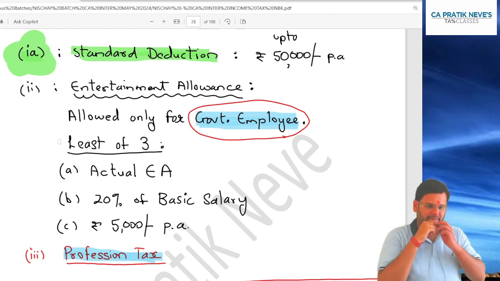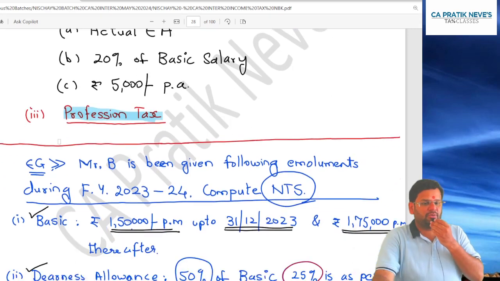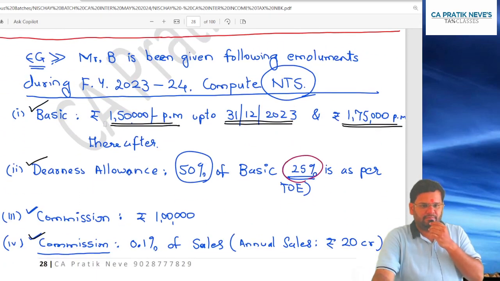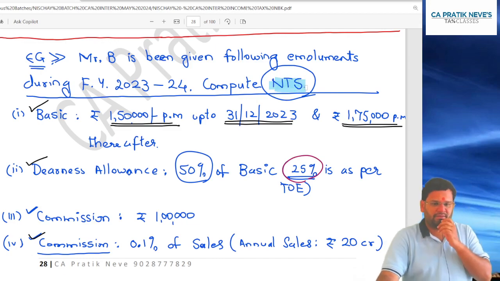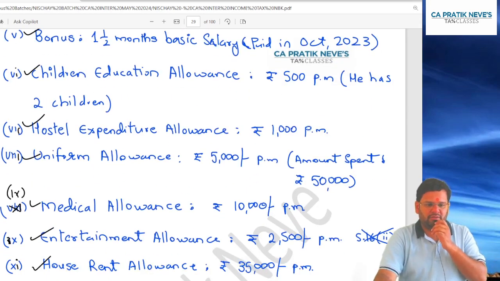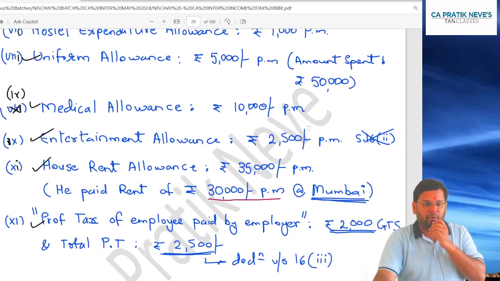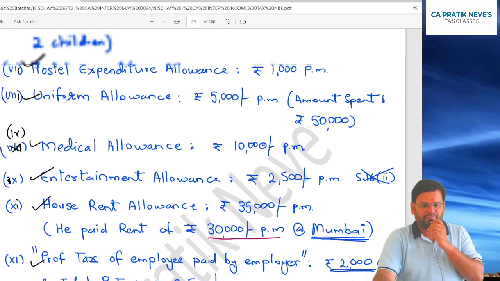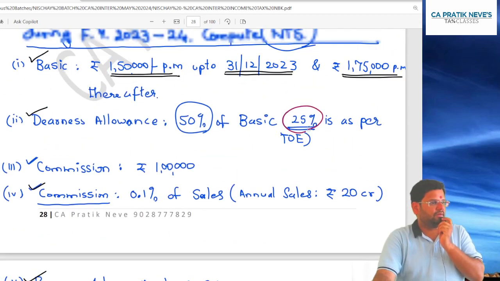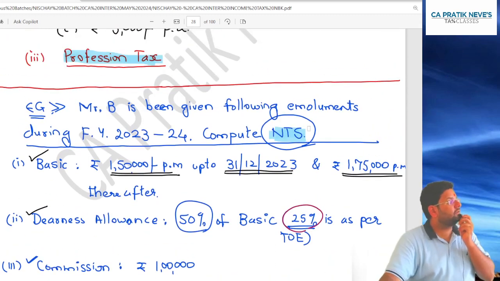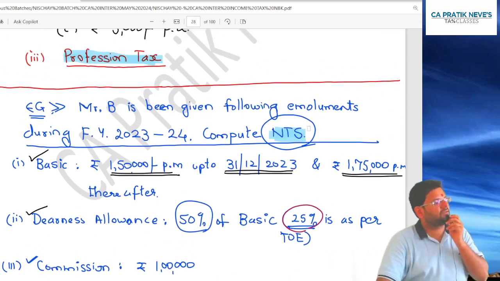Now go to an example. What I'm asking you in the example is NTS, net taxable salary. How many figures are there? How many points are there? There are 12 points, I think. Using those 12 points, we have to calculate net taxable salary.